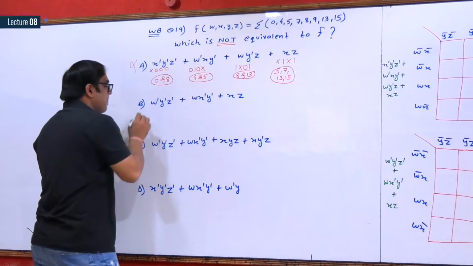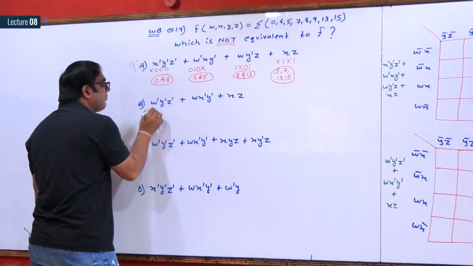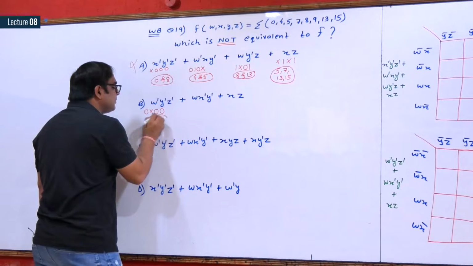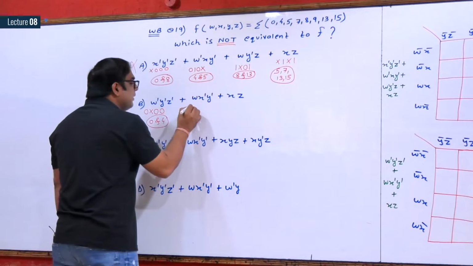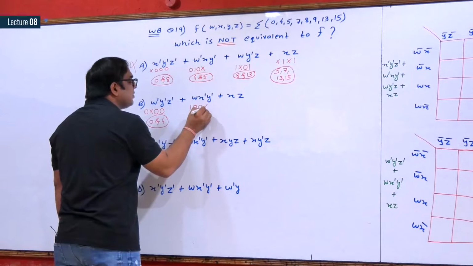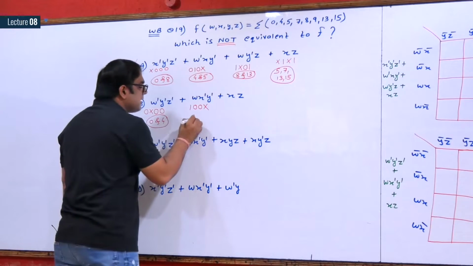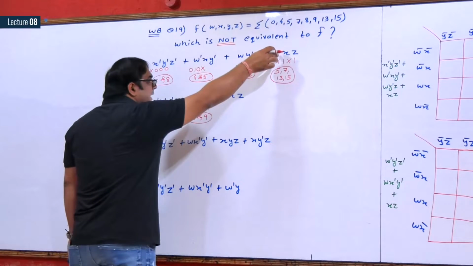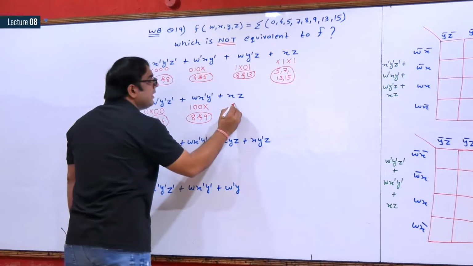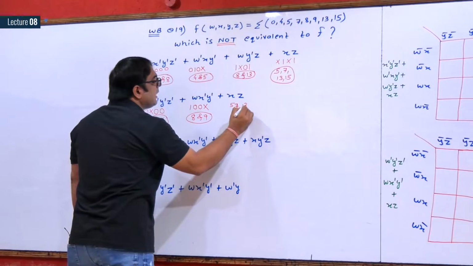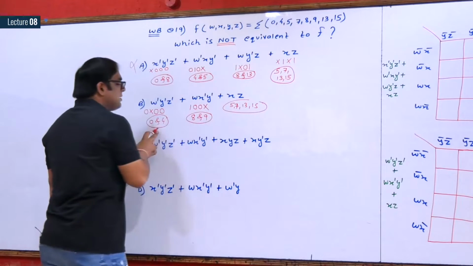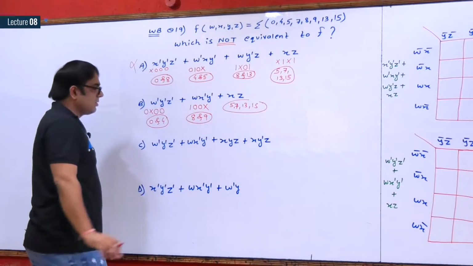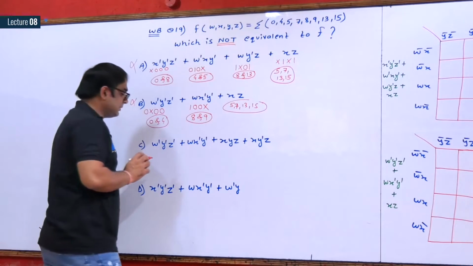Next we have to check for B. W is equal to 0, x is not given, y is equal to 0, z is equal to 0. This will give me 0 and 4. W is equal to 1, x is equal to 0, y is equal to 0, z is not given. This is 8 and 9. XZ we have already calculated, no need to solve it again. It is 5, 7, 13 and 15. 0 and 4 is also present, 8 and 9 is also present, 5, 7, 13, 15 is also present. So option B is also not the correct answer.